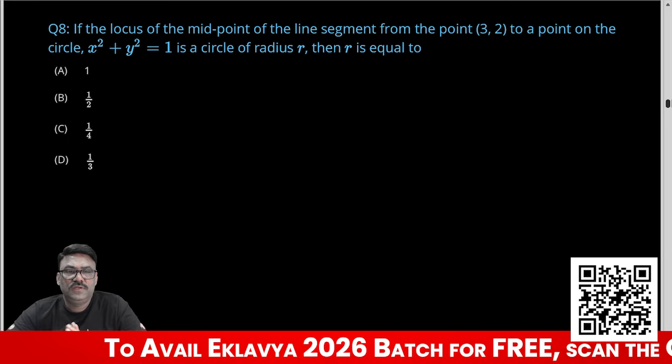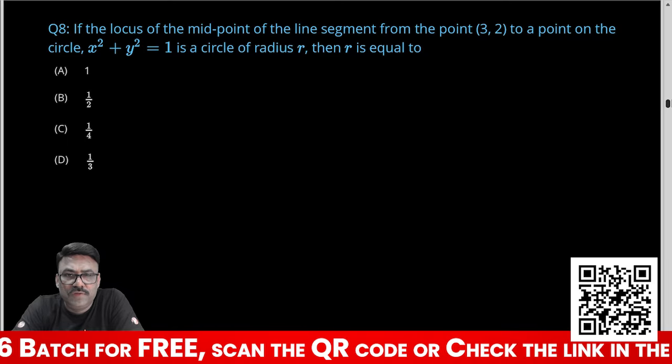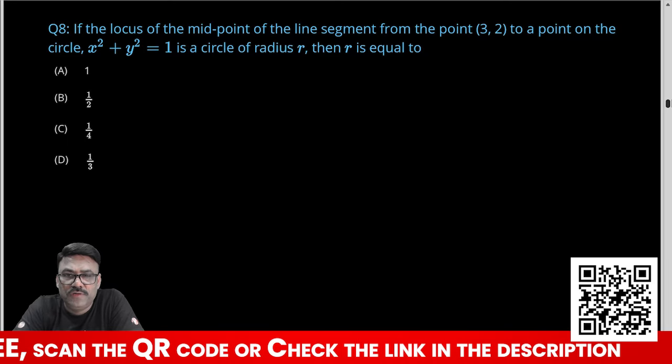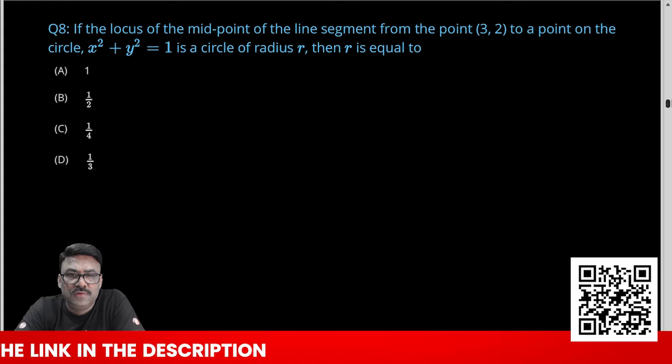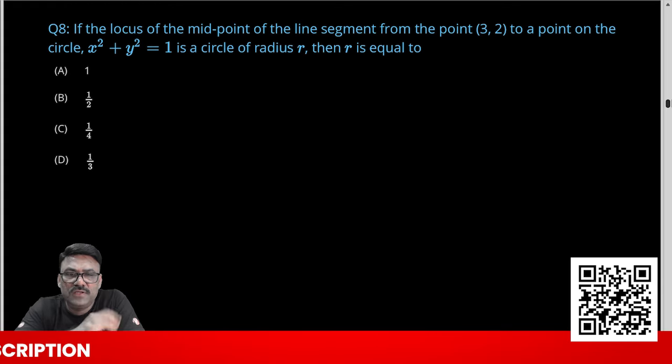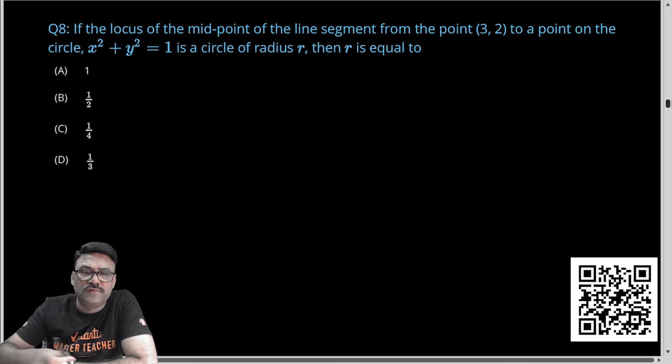Next question is again based on a circle. They are asking: what is the locus of the midpoint of the line segment from the point (3, 2) to a point on the circle x squared plus y squared is equal to 1? This locus is also a circle. What will be the radius of this circle?